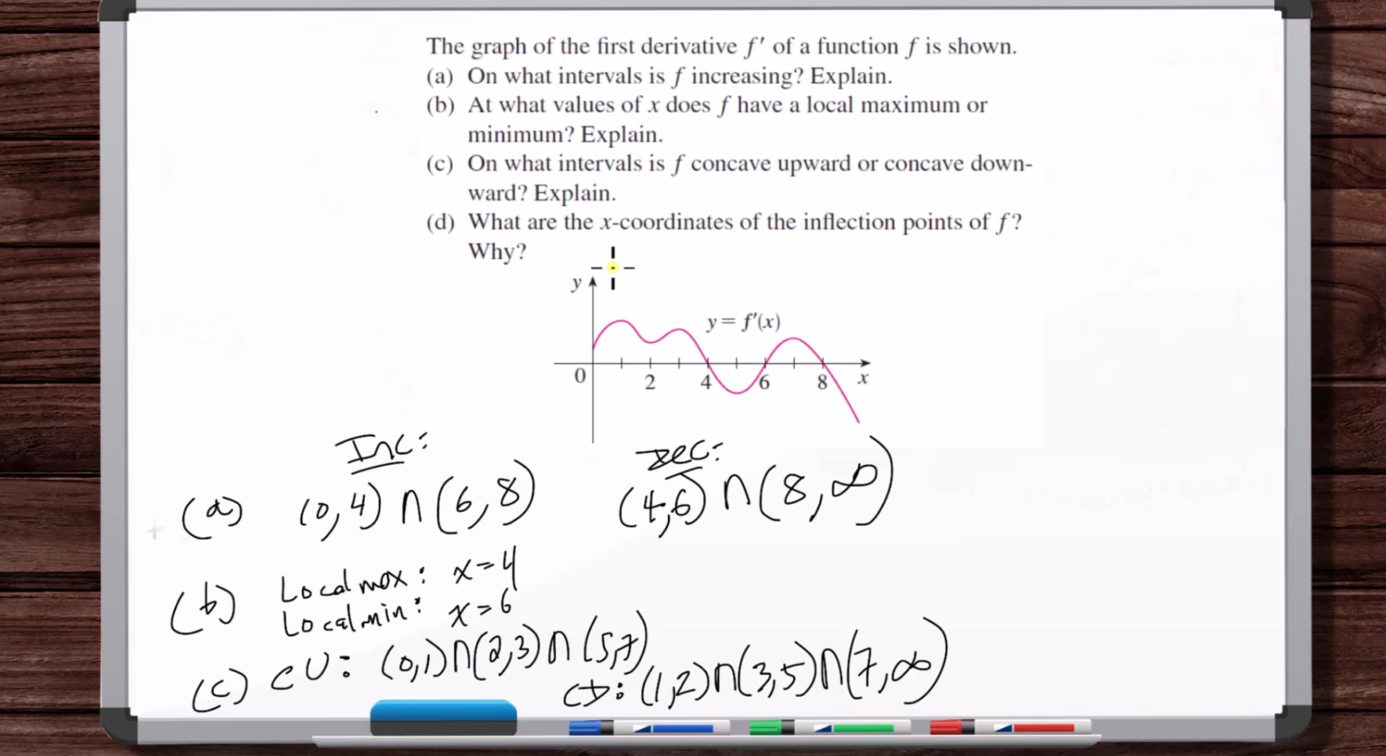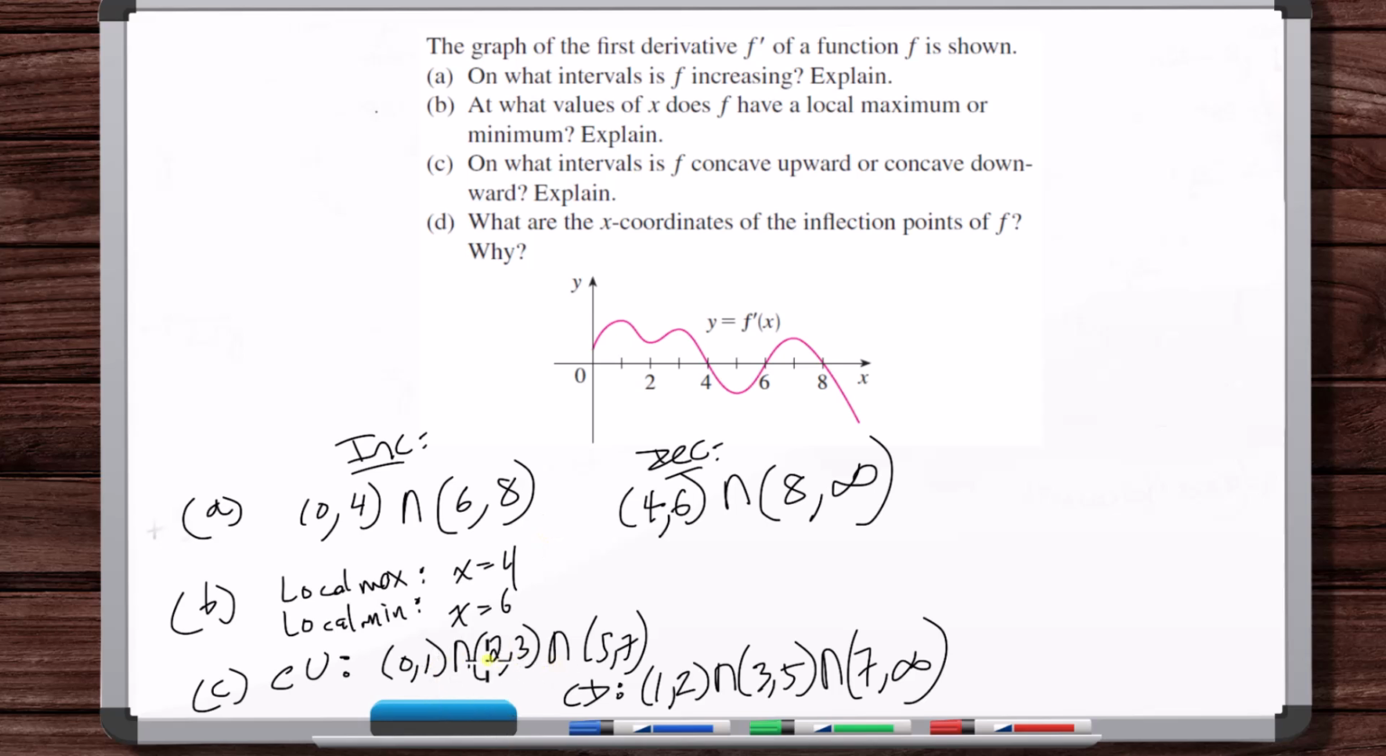What are the x coordinates of the inflection points of f? Okay, what is an inflection point? The function has to be continuous at that point. You can't have a discontinuity. That's not an issue here. So then you just check: if it's continuous, is there a change in sign, where you go from concave up to concave down at a point? That's an inflection point.